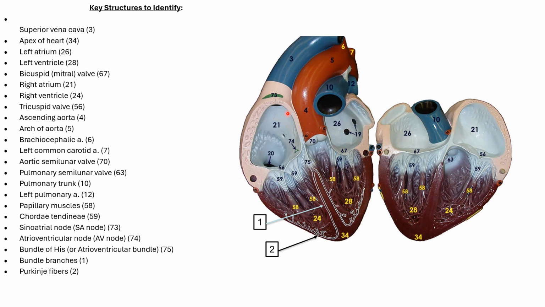And now let me trace the sinoatrial node. Sinoatrial node, remember this is on the inside, not on the outside. And then the AV node, right? Now this is the atrioventricular bundle of His over here. These are the bundle branches which they have labeled 1, and then this labeled number 2 are the Purkinje fibers.